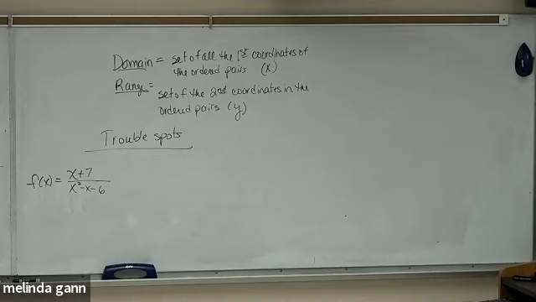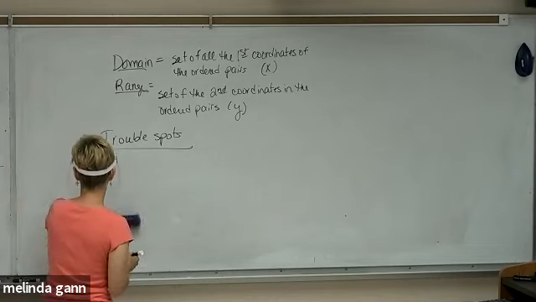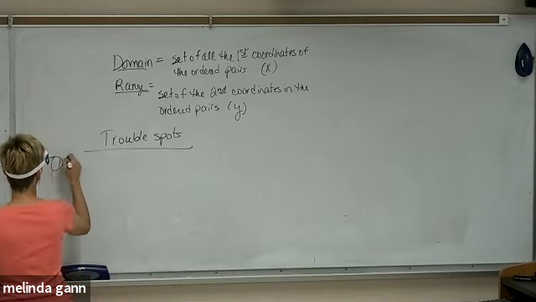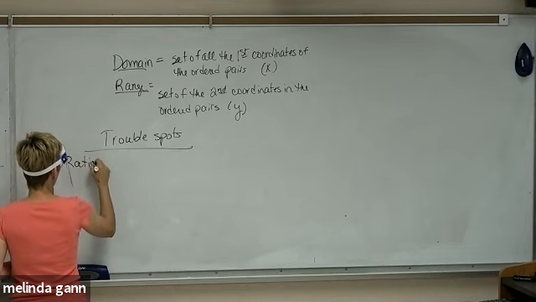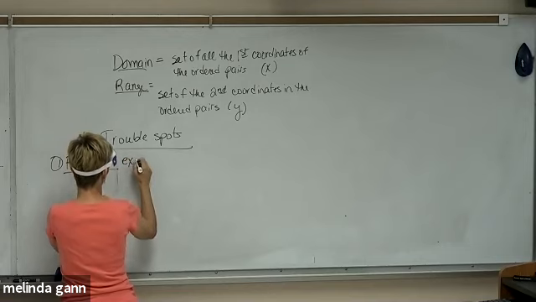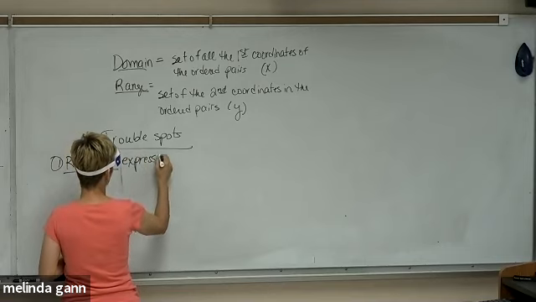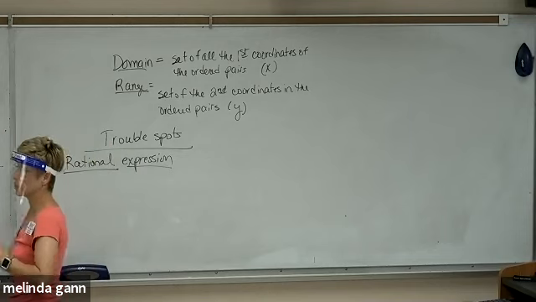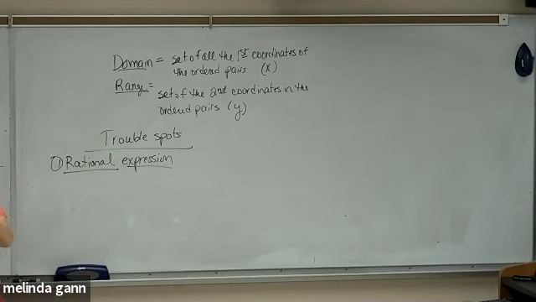Now, are those numbers that make the bottom 0, is that my domain? No, my domain's everything what? But those. So, I'm going to say your first trouble spot are rational functions. All right, I'm just going to say rational functions, rational expressions, however you want to phrase it. Now, a rational is when you've got a polynomial on top of another polynomial. What you think of is when you've got a fraction with a variable in it.